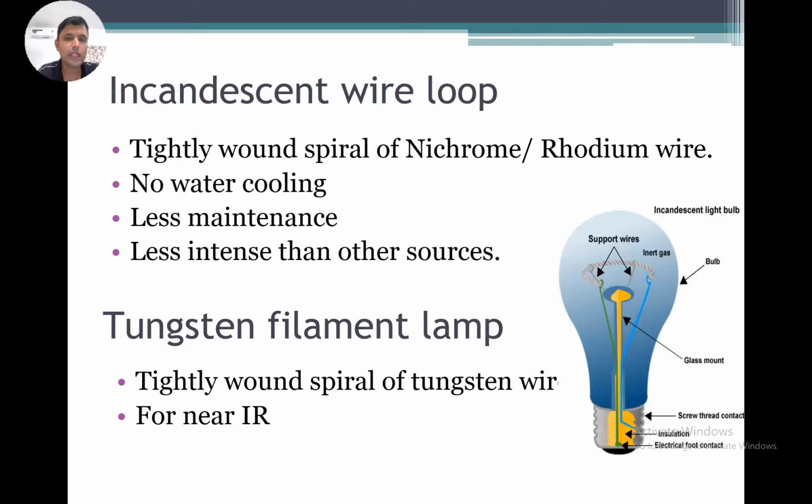The next one is the tungsten filament lamp. In the tungsten filament lamp, we use spirals of tungsten wire. Here also, once we pass electricity, it will produce IR radiation, but it produces the radiation in the near IR range. That is the main disadvantage of the tungsten filament lamp. In IR spectroscopy, mainly we use mid IR range radiation instead of far IR or near IR. These are also useful in other studies, but in the majority of cases, we focus on mid IR only.